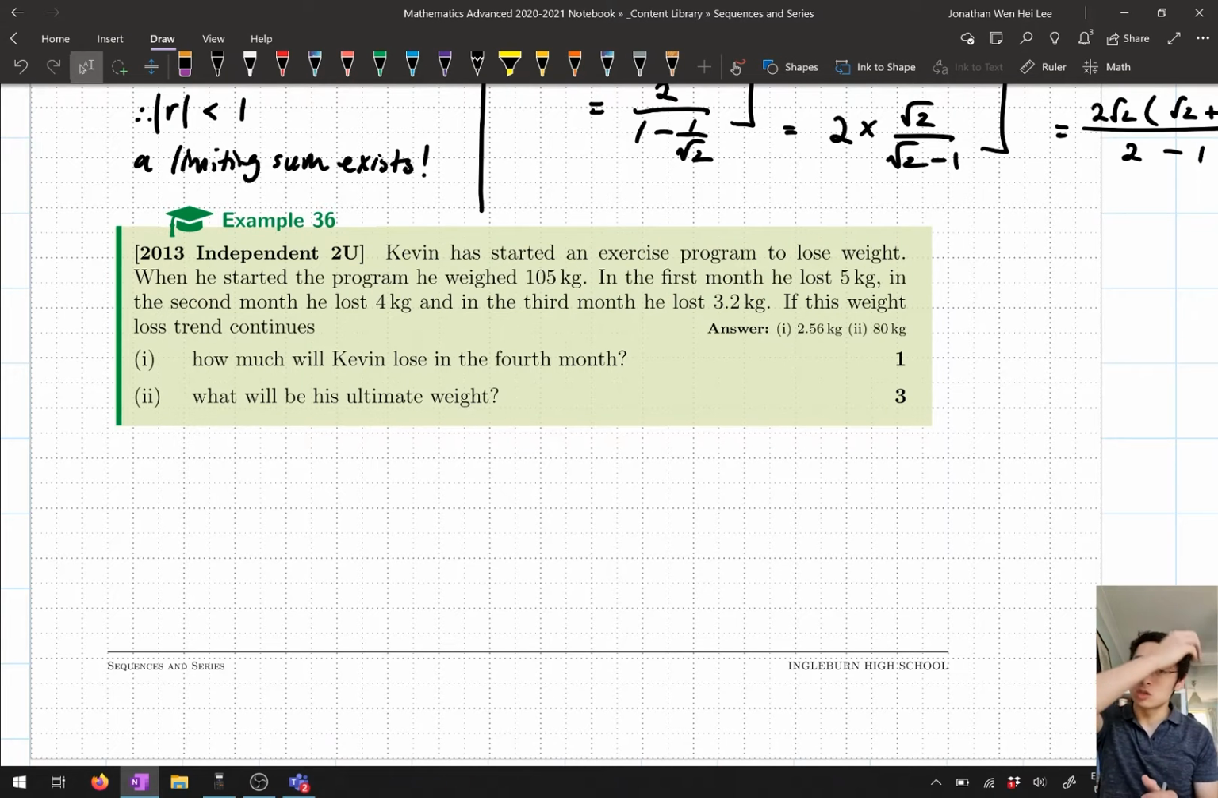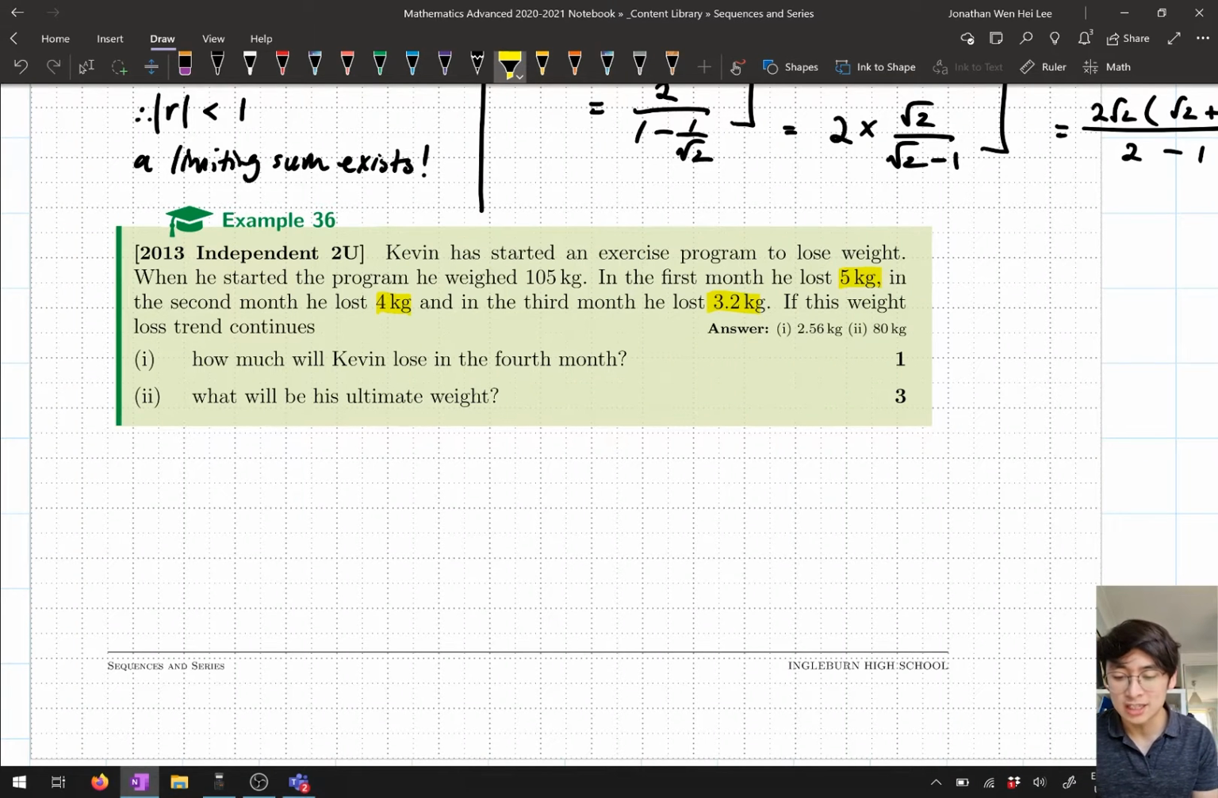Okay, what kind of pattern do we notice here? When you look at this, what indicates to you that this is going to be a geometric progression in particular? Well, we've got this pattern here of 5, 4, and 3.2. If you look at how much it changes between each one, 5 to 4 means he lost 1 kilo less. Then 4 to 3.2 is 0.8. So that's not a common difference each time. That indicates to me that this might have to deal with a common ratio. So let's have a look at the questions.